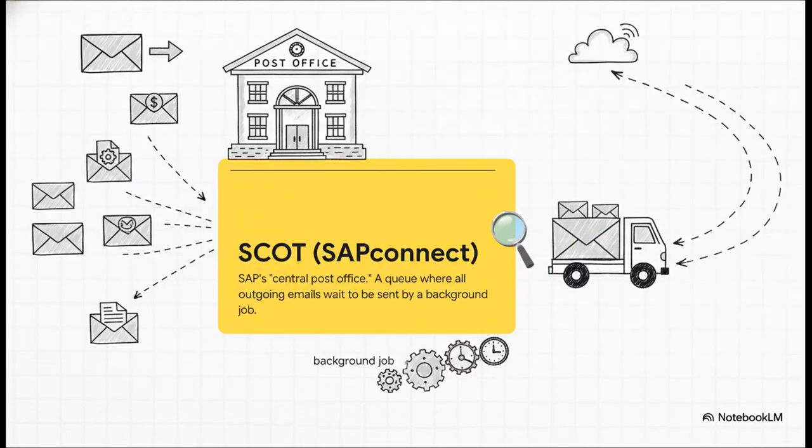So where does that email actually go? It lands right here, in a place called SCOT. The absolute easiest way to think about SCOT is as the central post office for the entire SAP system. I mean, every single email from every department for every reason ends up in this one queue, just waiting for the mail truck, which is basically a background job, to come by and send them all out to the internet.